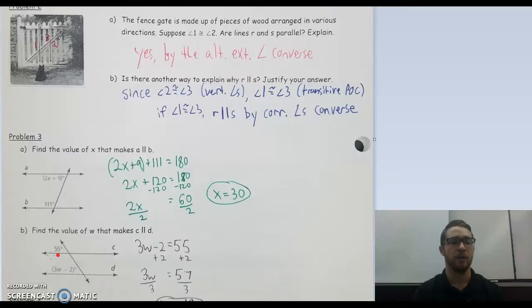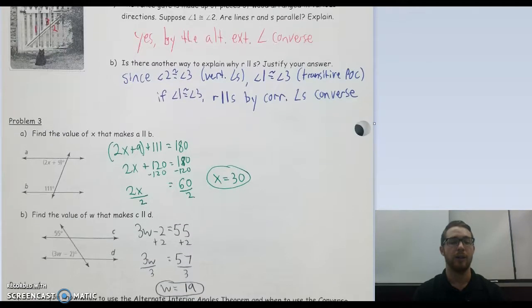So if I want to show that these two lines c and d are parallel, that means that 3w minus 2 should be the same as 55. So 3w minus 2 should also be equal to 55. Those two should be congruent. So if I add 2 and divide by 3, I get my solution for w. That should be 19 there.